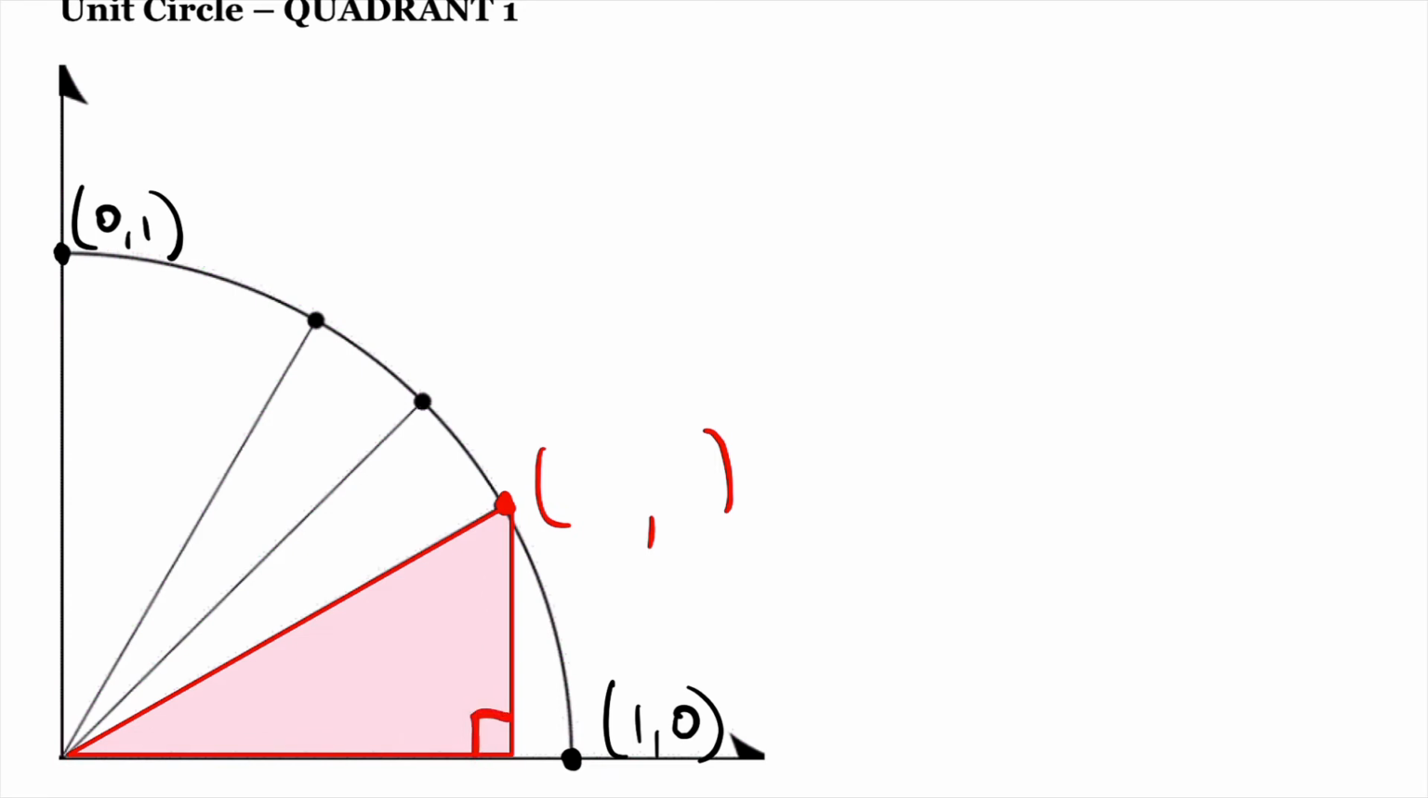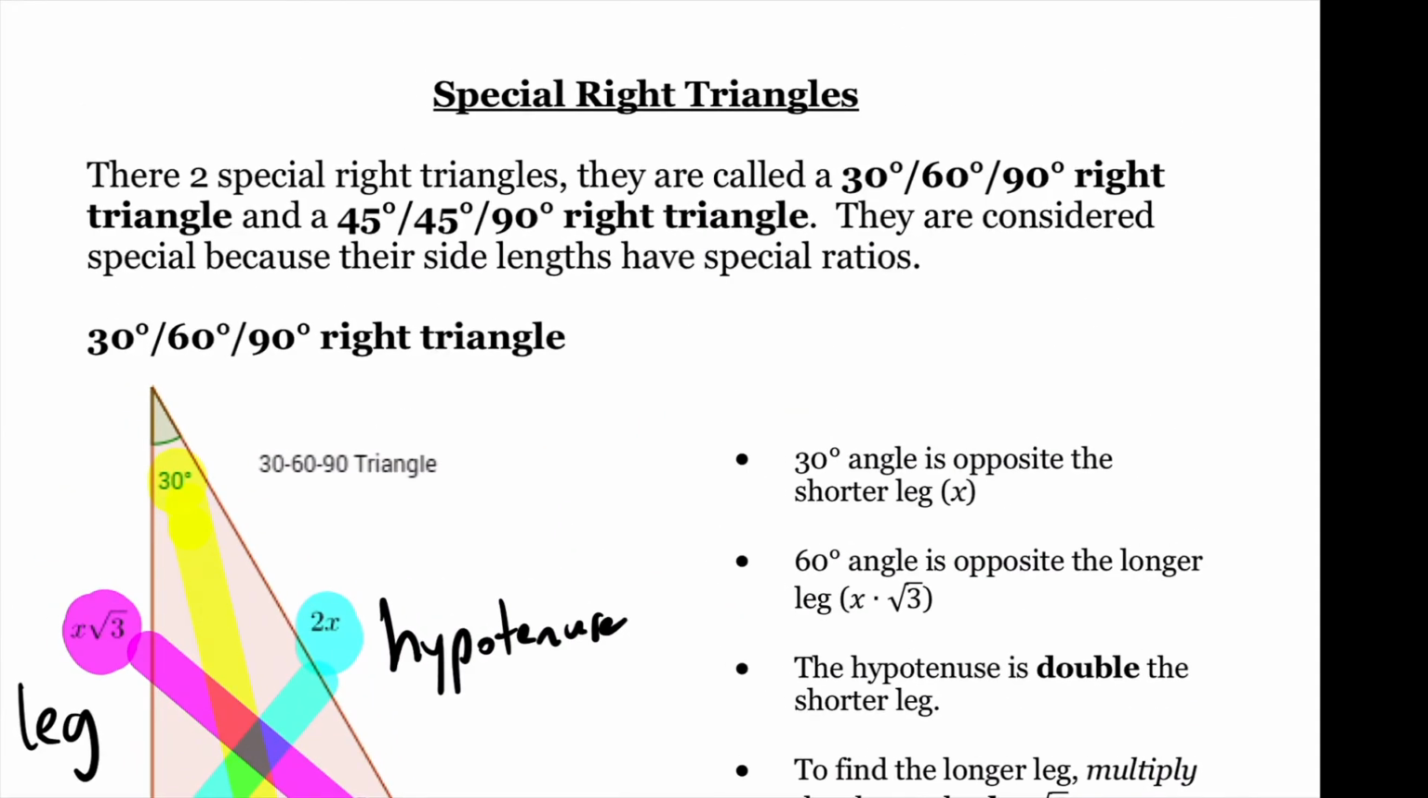Good. What type of right triangle is it? It's a special one. What type of special right triangle is it? It's one of those that we talked about in the last couple days. And how do I know it's one of those special ones? Let's talk about which one it is. We have two types. Which one is this one? Is it a 30, 60, 90, or is it a 45, 45, 90?